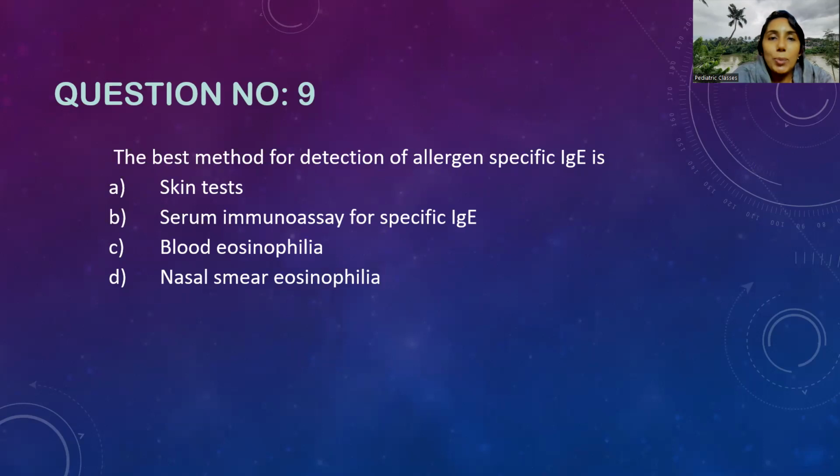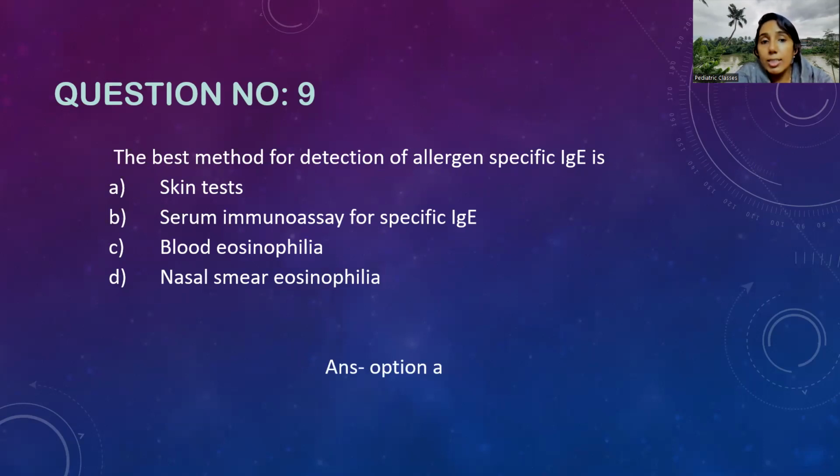So now coming to question number 9, the best method for the detection of allergic specific IgE is option A, skin test, B, serum immunoassay for specific IgE, C, blood eosinophilia, D, nasal smear eosinophilia. And the correct answer is skin test.